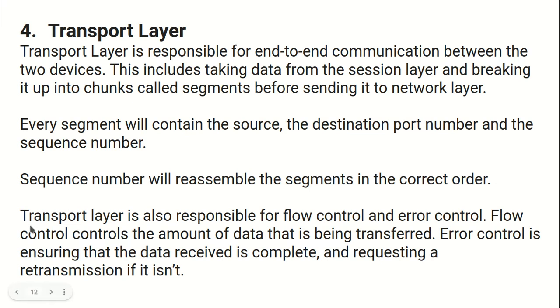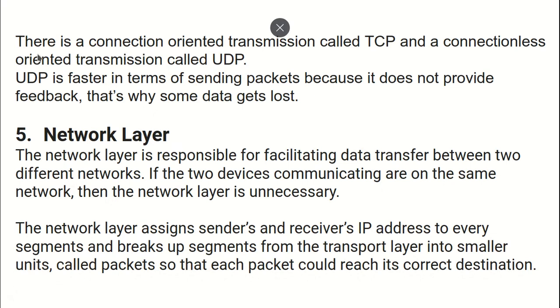So the transport layer is also responsible for flow control and error control. Flow control controls the amount of data that is being transferred. And error control ensures that the data received is complete. If it is not complete, then it will request to retransmit this data, to fulfill the requirement.